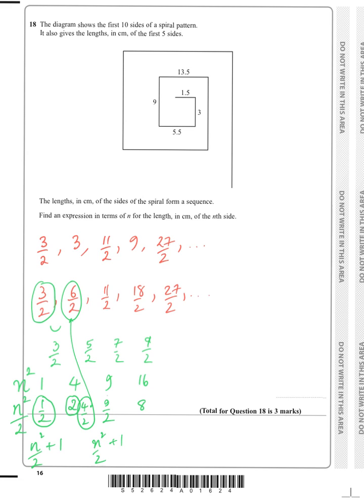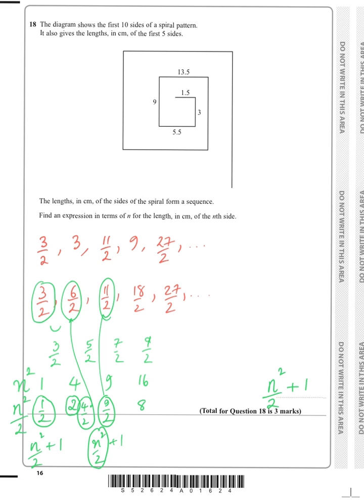Let's check the next one. 9 halves here and 11 halves here. Yes, 9 halves is good, so n squared over 2 is fine, and if I add 1 more, or 2 halves, I'll get the answer. So that's the way I would personally approach this, and that is n squared over 2 plus 1 more. If you wanted to use decimals, then that's absolutely fine.